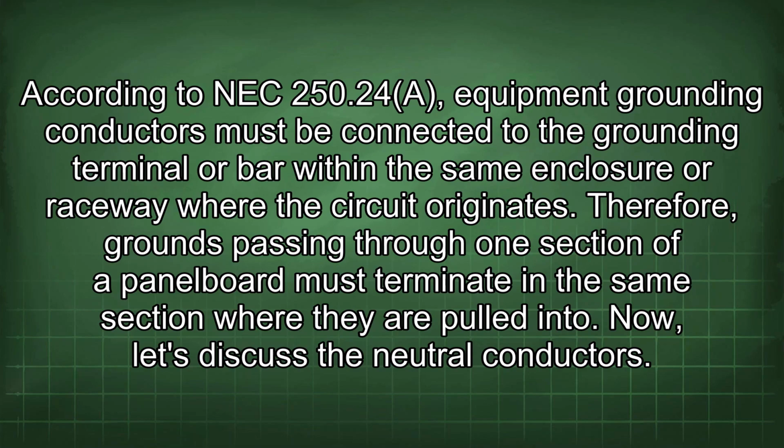According to NEC 250.24(a), equipment grounding conductors must be connected to the grounding terminal or bar within the same enclosure or raceway where the circuit originates. Therefore, grounds passing through one section of a panel board must terminate in the same section where they are pulled into. Now let's discuss the neutral conductors.